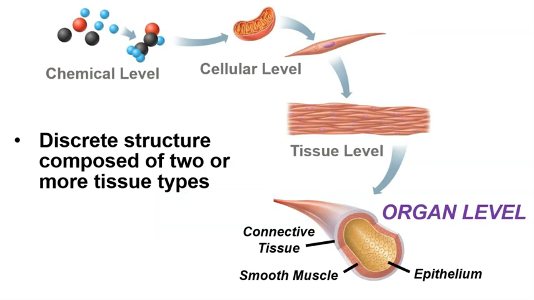So next we move on to the organ level of organization. And an organ is a discrete structure that is composed of 2 or more tissues that we had just discussed. Typically an organ will contain all 4 tissue types, and a couple of example organs are things like blood vessels, bones, skeletal muscles, and the brain. And in fact, most of the individual structures that we're going to be studying in this class are organs.